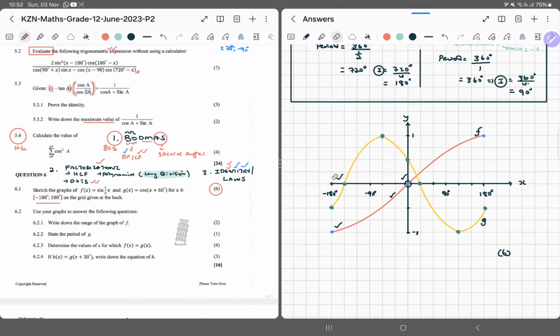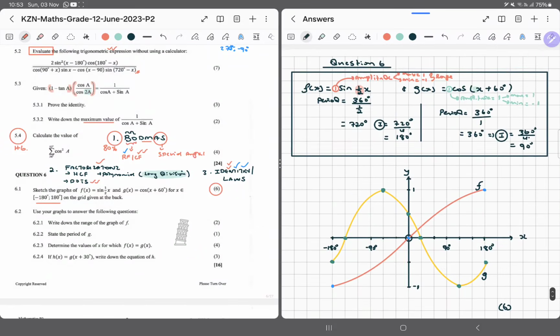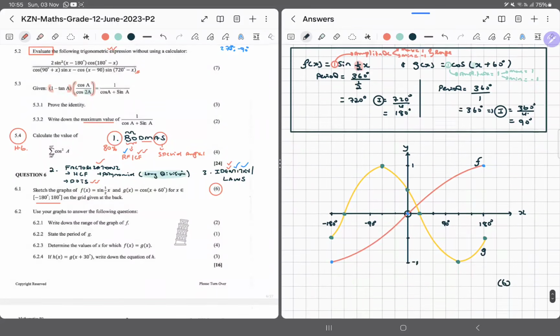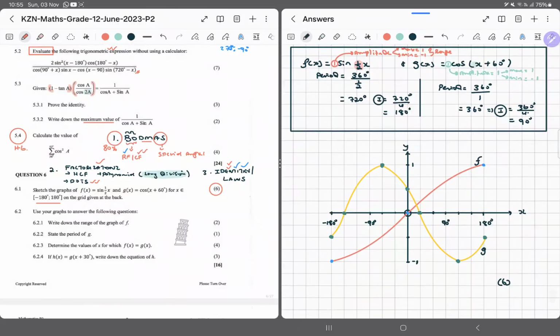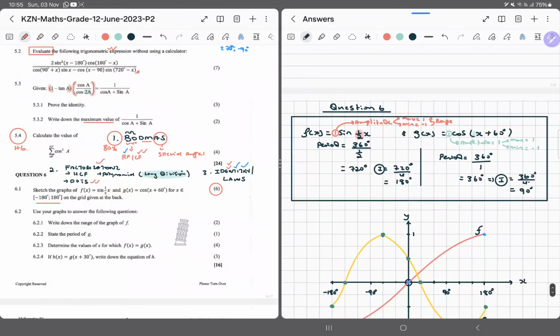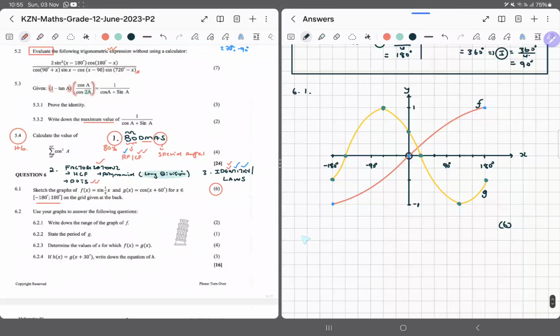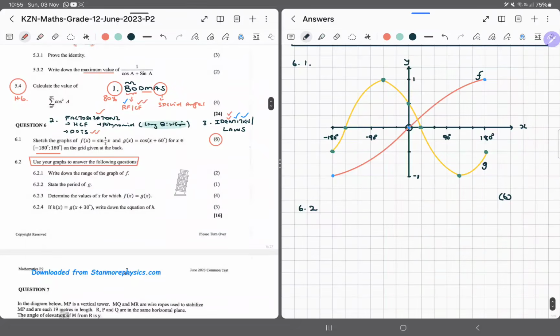Good. Let's just remove those ticks because we may need the graph for the next question. Now, that was 6.1. Okay guys, so it's getting a bit busy-ish now. That was 6.1. Okay, good. And then we're going to do 6.2. 6.2, we're going to use our graph to interpret. So this is the graph interpretation. Easy, let's rush through it nicely.